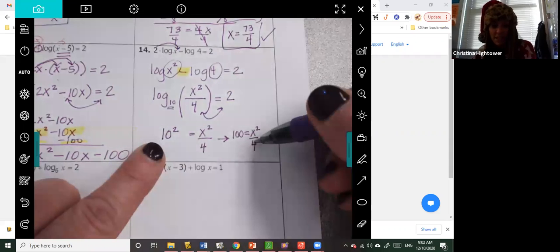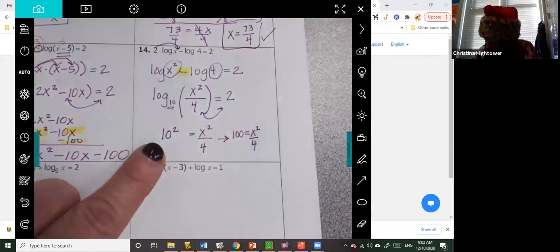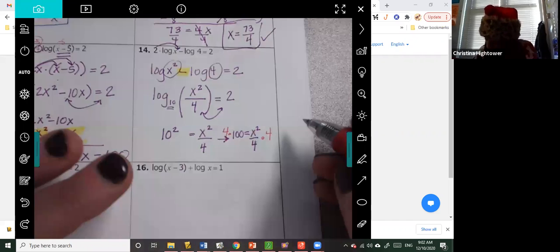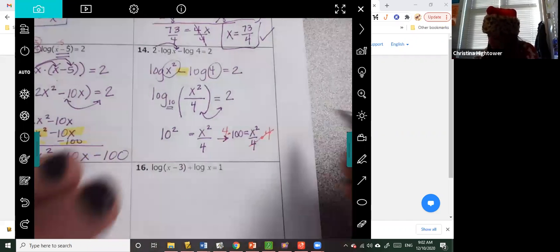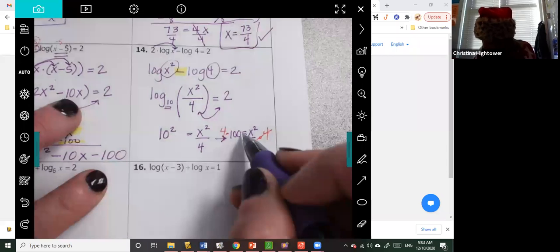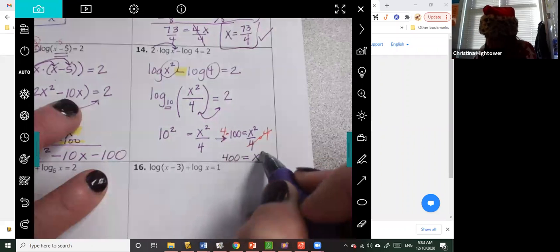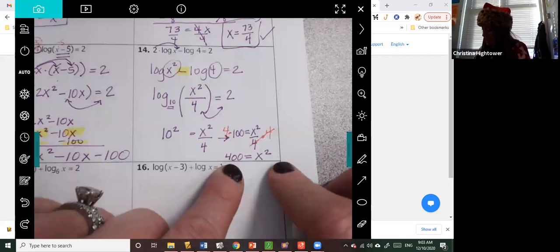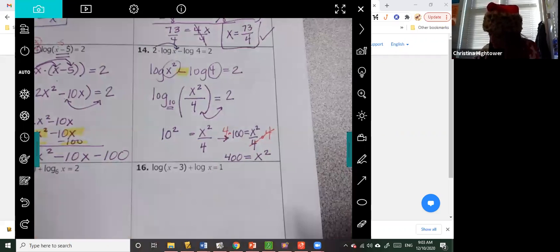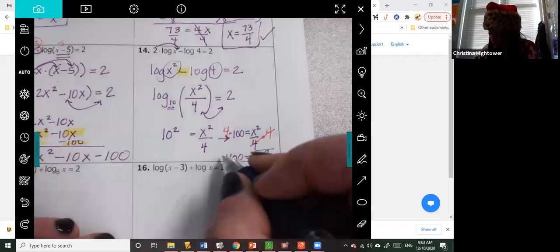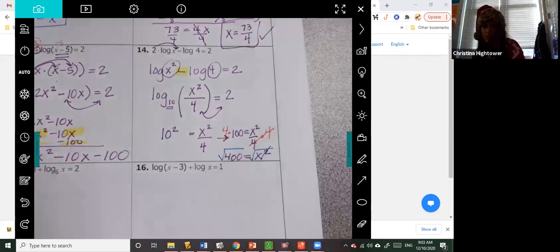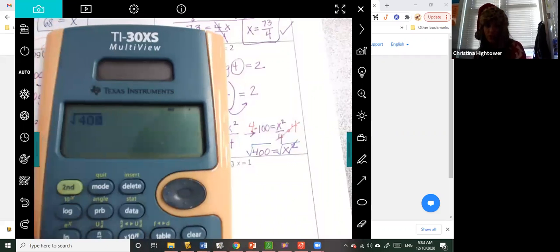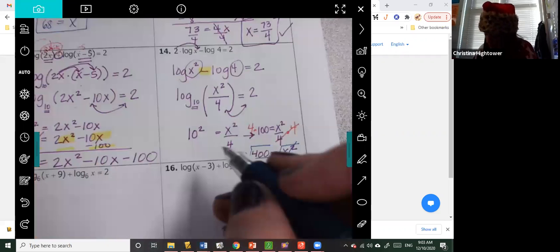I need to get x by itself. So I need to multiply by 4 on both sides. Wild, yes. And there's only an x squared here. So 4 times 100 is 400 equals x squared. Now you could set this equal to 0, but since there's only one x, I can just use a square root and square root that. And I know I get 2 answers from square rooting. So we're going to do the square root of 400. And you get plus or minus 20.